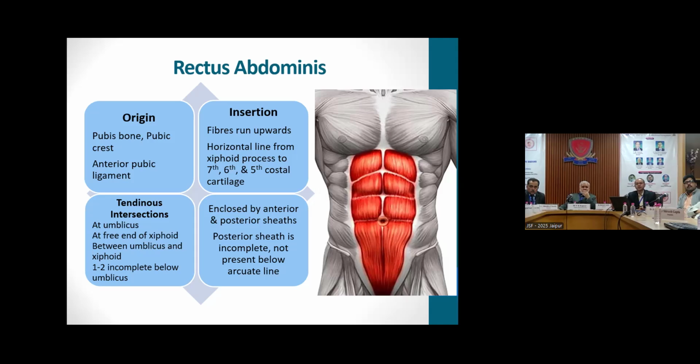This rectus abdominis muscle is covered by the rectus sheath anteriorly and posteriorly. The anterior sheath is formed by the aponeurosis of the external oblique and the anterior lamina of the internal oblique, whereas the posterior sheath is formed by the transverse abdominis aponeurosis and the posterior lamina of the internal oblique. This posterior sheath is deficient below the arcuate line.